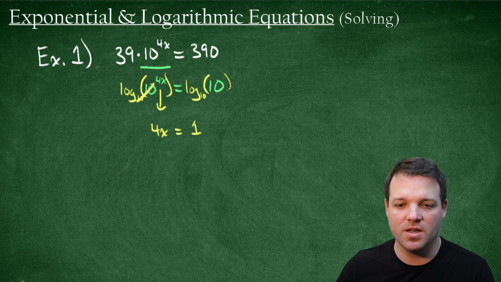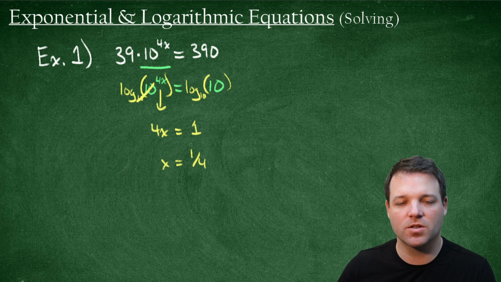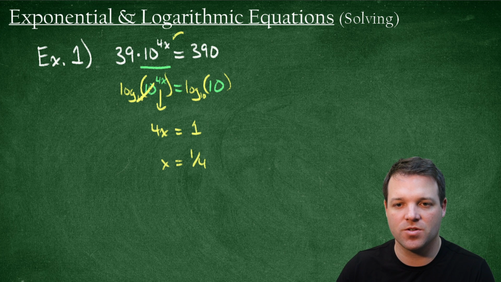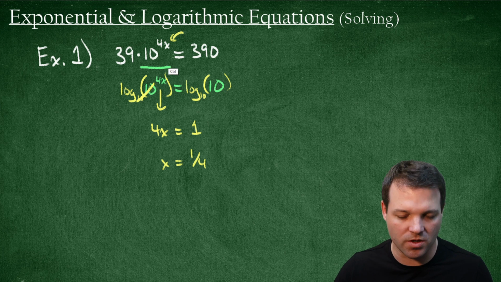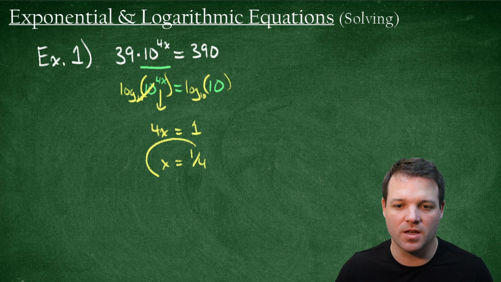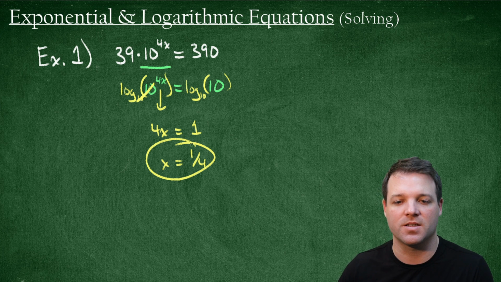All right, and here you can see if I divide both sides by 4, then I get x is equal to 1/4. Now, I don't want to circle this yet. I want to go back and check, are there any restrictions? Well, in exponentials, no, there are no restrictions here. And so I can go ahead and say, yes, this is my answer. x is equal to 1/4.